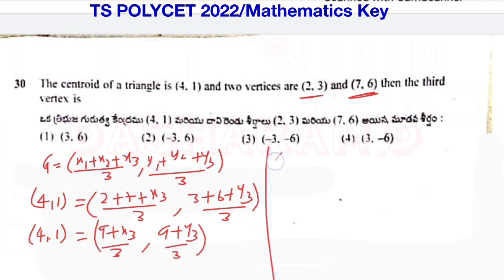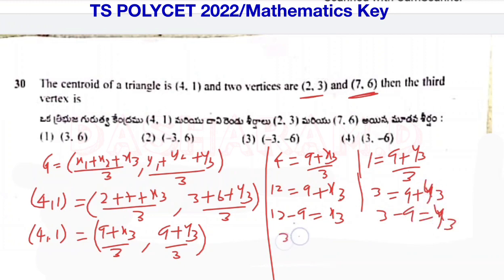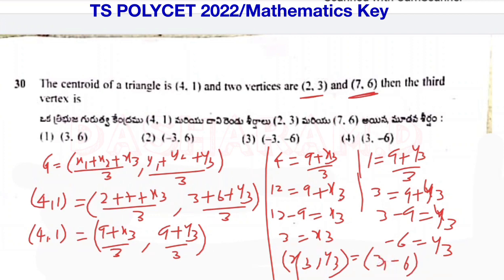Now equate the x coordinate and y coordinate. 4 equals (9 + x3)/3. Next, 1 equals (9 + y3)/3. Here 3 transposes to the left side, 12, and here also 3 equals 9 plus y3. 12 minus 9 equals x3, 3 minus 9 equals y3. 12 minus 9 is 3 and 3 minus 9 is -6. So finally the third vertex (x3, y3) equals (3, -6). Option 4 is correct.